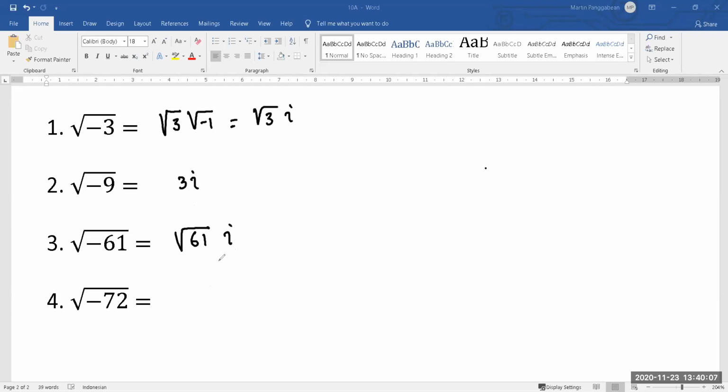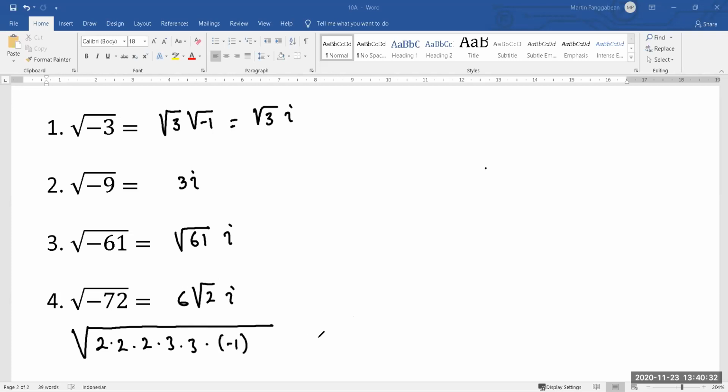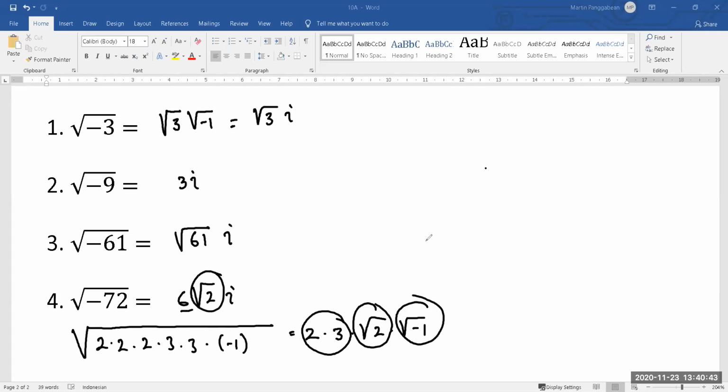This one is trickier. So who has already had the answer? Please unmute yourself. 6 square root of 2i. Good. So actually, negative 72 is 2 times 2 times 2 times 3 times 3 times negative 1, right? So it becomes 2 times 3 times square root of 2 times square root of negative 1. So it is 6 square root of 2 and i. Good. Any question?